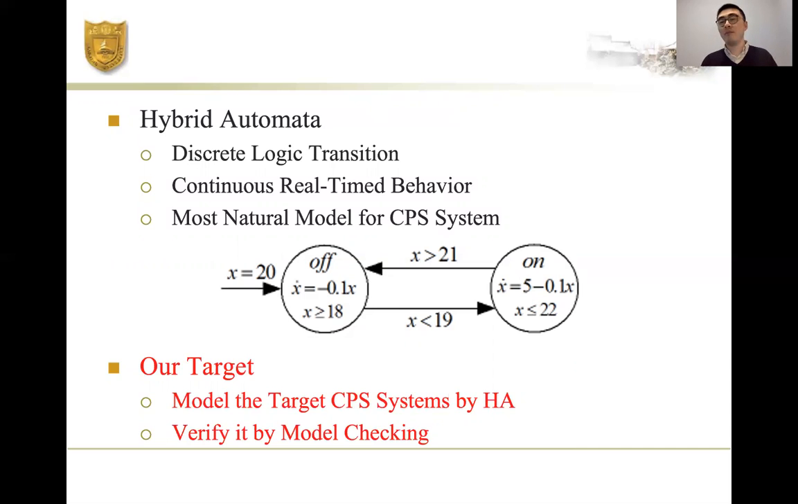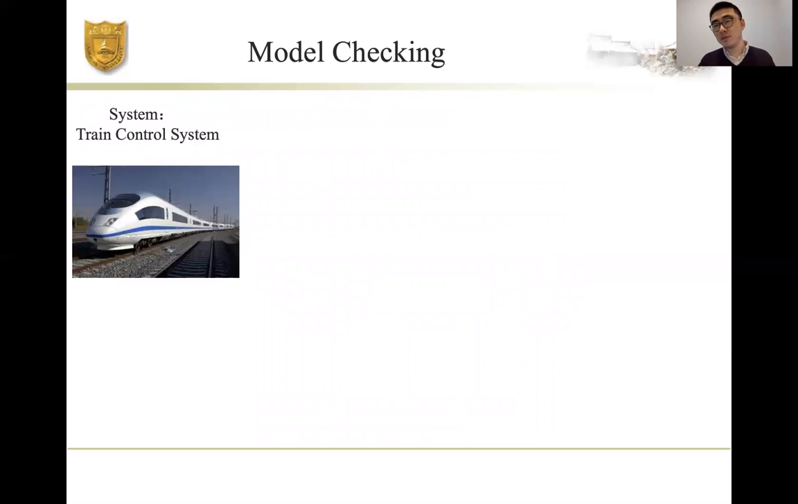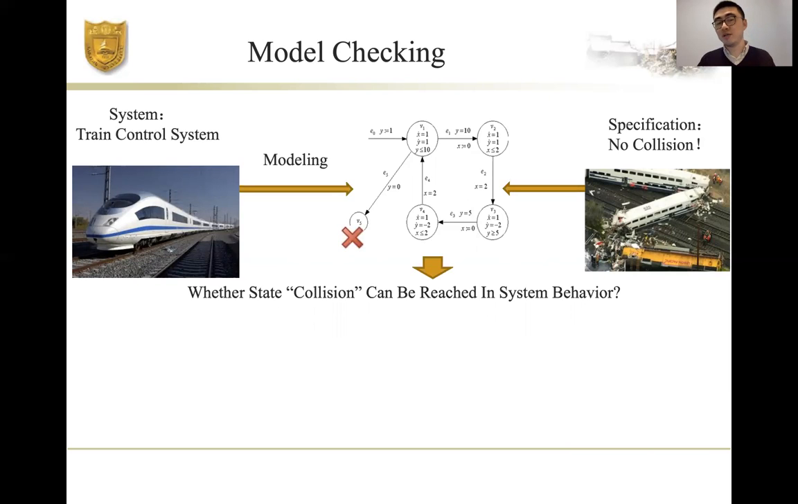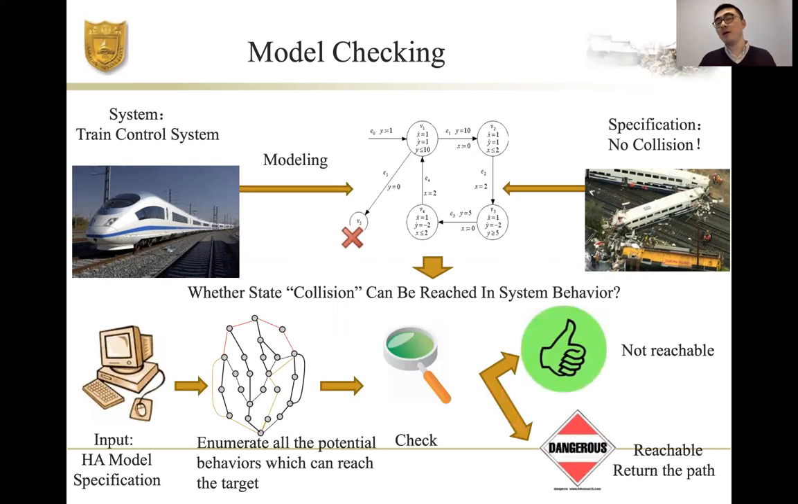And we verify it by model checking, because in the beginning, what we do is model checking of hybrid systems. So for such systems, we have a system like train control systems. We have a specification like no collision. Then we build the model into hybrid automata, and we express the specification as a state, whether the bad state, collision, is reachable or not. Then we put it into our tool like BACH, we input the model, we check. If not reachable, then good. If reachable, we give the path. That's the story we're thinking about.